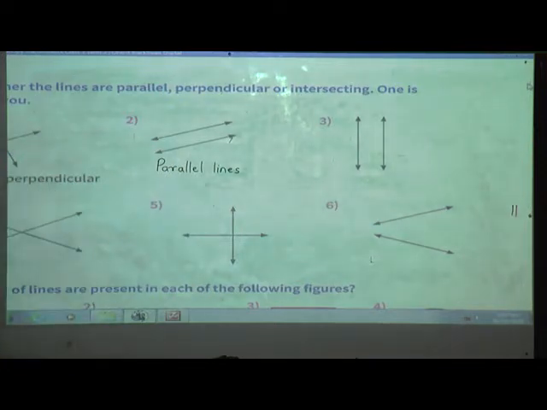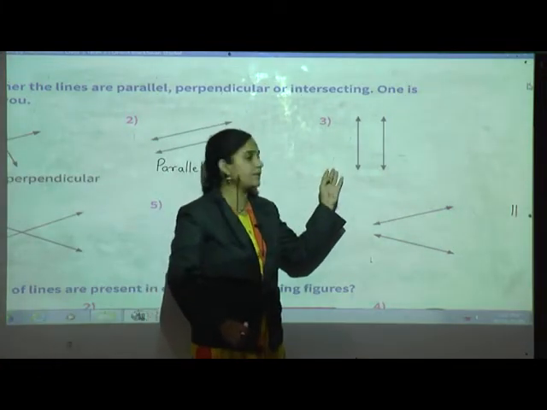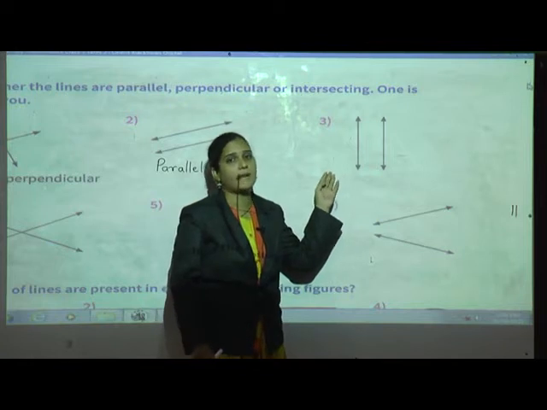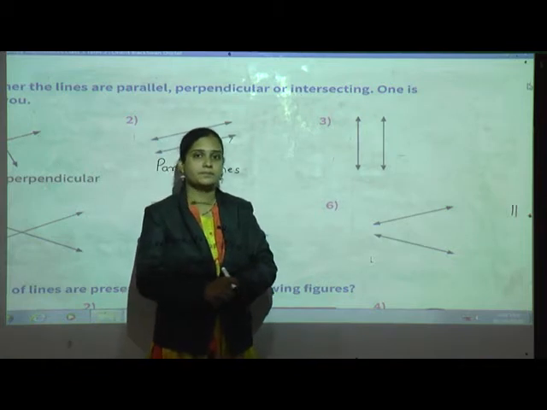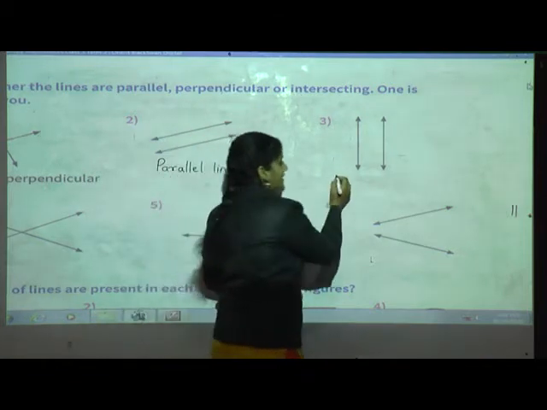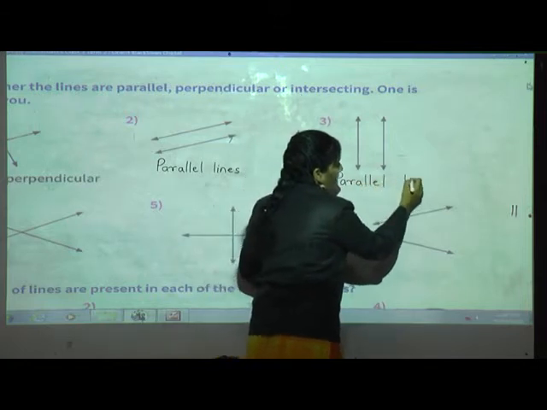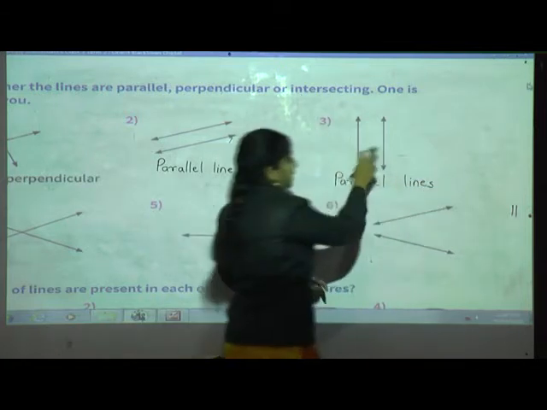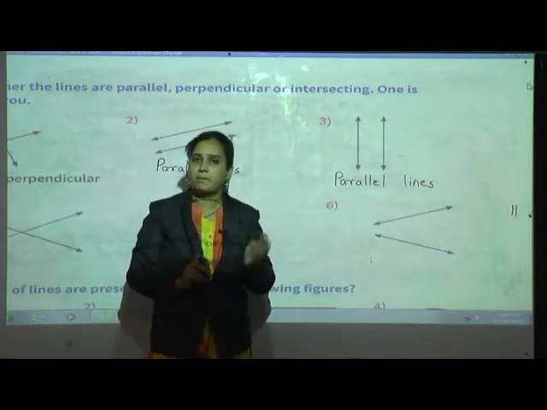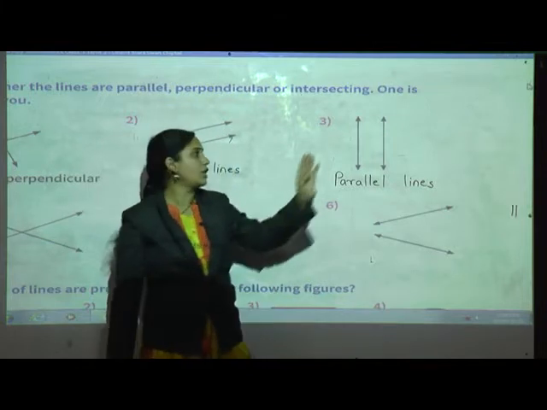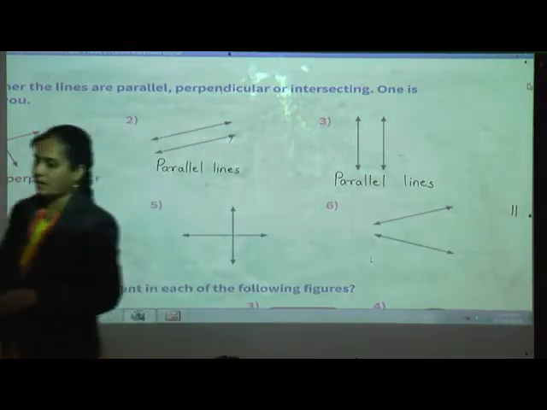Now third one. Yes students, tell me the answer. Are they intersecting, parallel or perpendicular lines? Yes, anyone from you? Yes, they are parallel lines. Very good students. They are not making an angle of 90 degree, so they are not perpendicular lines, even they are not intersecting each other, so they are not intersecting lines, they are parallel lines.